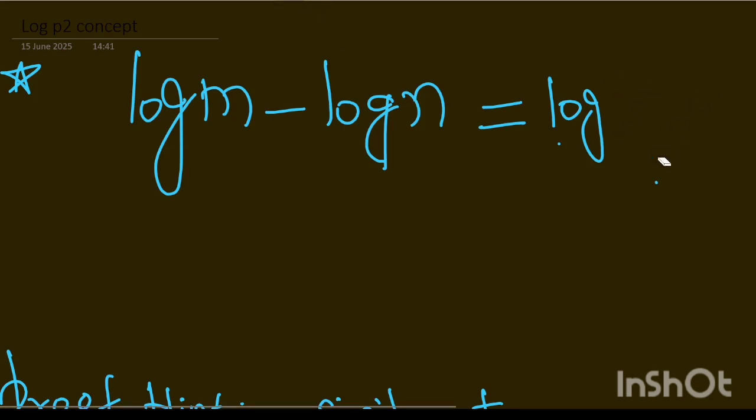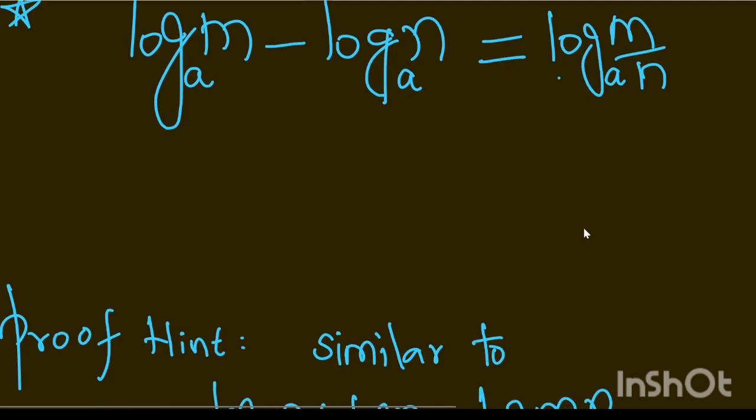So log m minus log n, guys, the rule is log m upon n. What about the base? I haven't written the base here. If here the base is a and here also the base is a, so the bases are the same, then only this formula is applicable. Okay. So how did it come? What is the proof, or what is the hint of the proof?